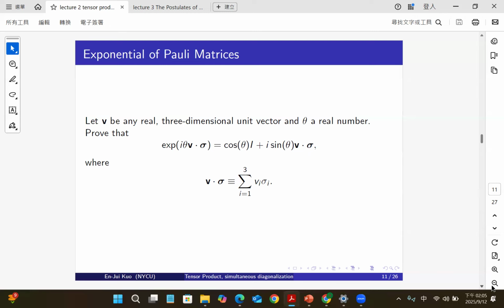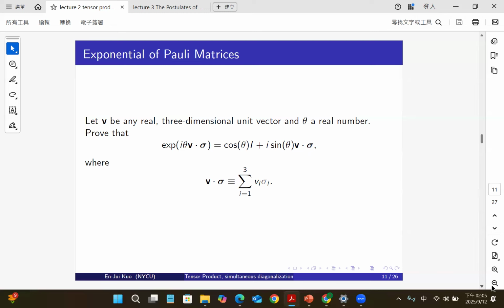By definition, v is a unit vector. That means v1 squared plus v2 squared plus v3 squared is 1, so this is the identity. So that means this sigma dot v, as a matrix, has the property that its square is the identity matrix. The rest is trivial. Just for convenience, let me write this matrix as S. This exercise tells you that suppose you want to compute e to the i theta S, where S is sigma dot v.